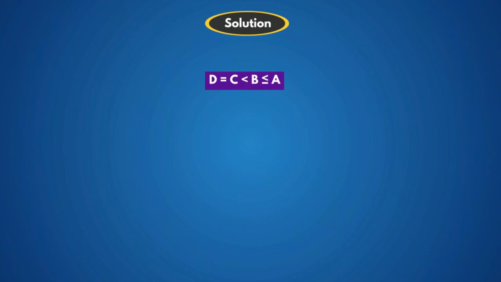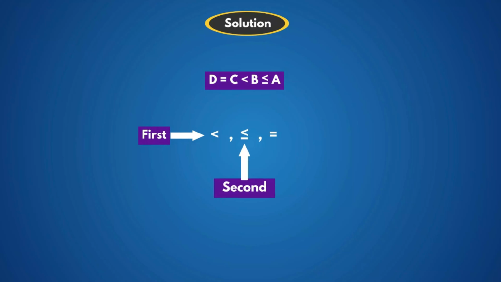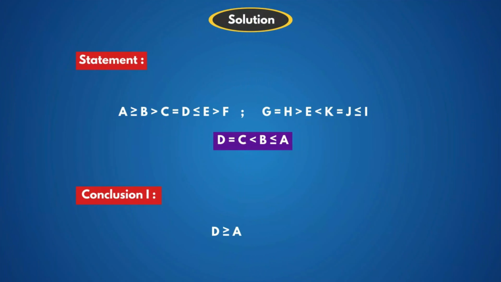Here we can observe that from D to A we have these less than or equal to and equal to symbols. Then we will give first priority to less than symbol, second priority to less than or equal to symbol and third priority to equal to symbol. So we can write D less than A. But in conclusion 1, D greater than or equal to A. So conclusion 1 is false.